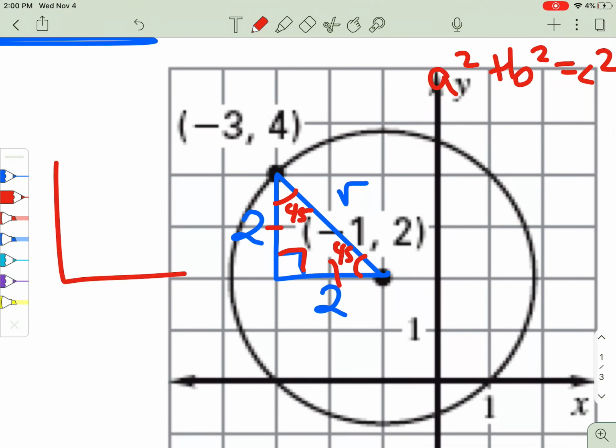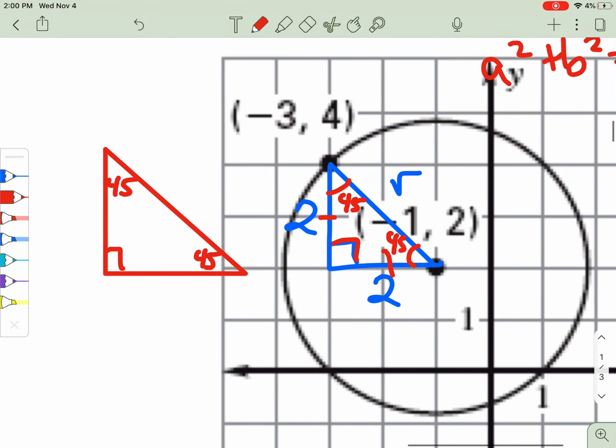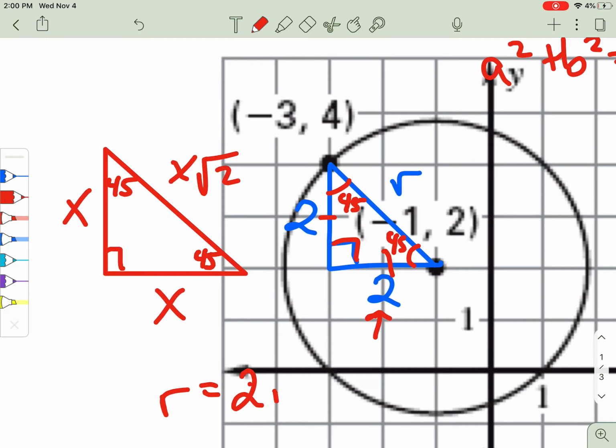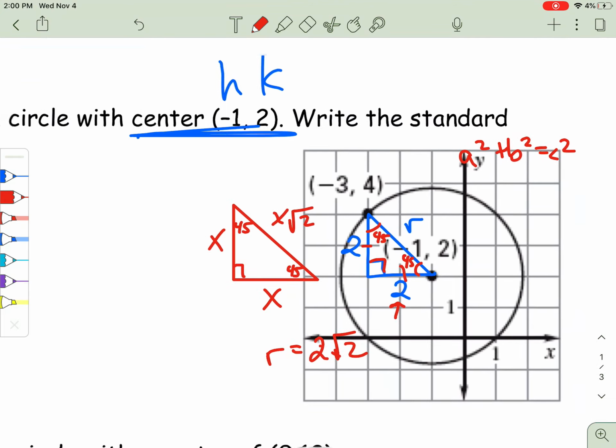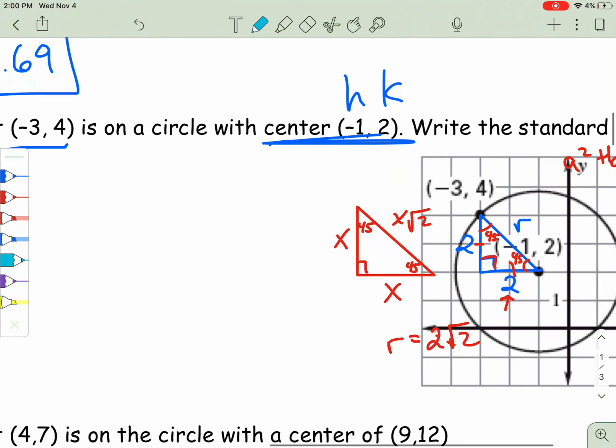45-45-90 triangle. So in a 45-45-90 triangle, we talked about these before. It's a special right triangle where if the legs are x, then the hypotenuse is x radical 2. So in this case, our radius is our leg, which is 2, times radical 2. Okay? So now since we have our center and we have our radius, we can just use the formula.